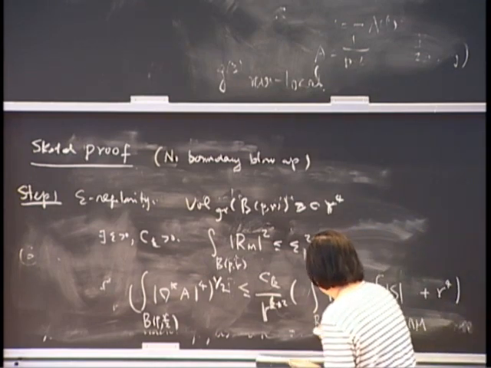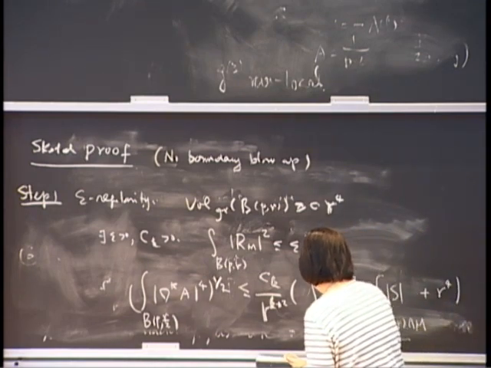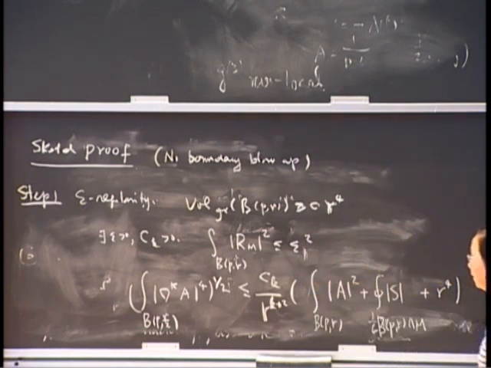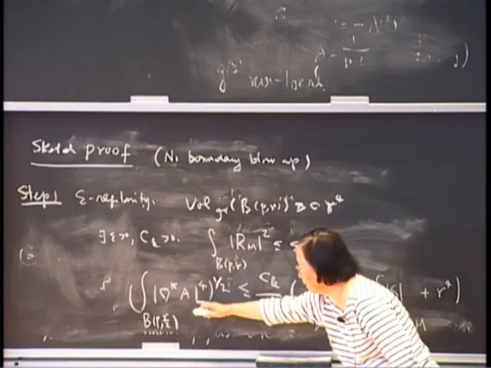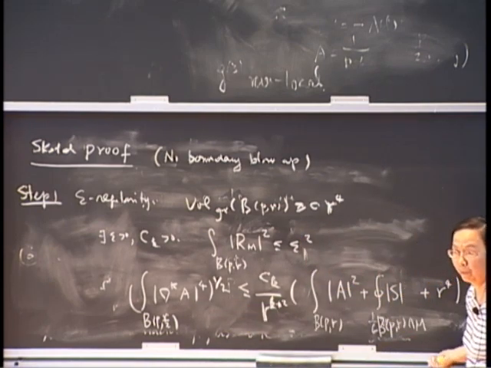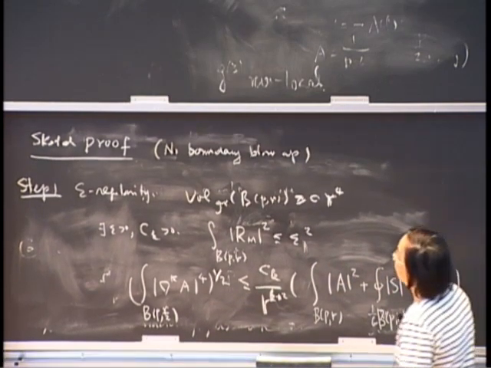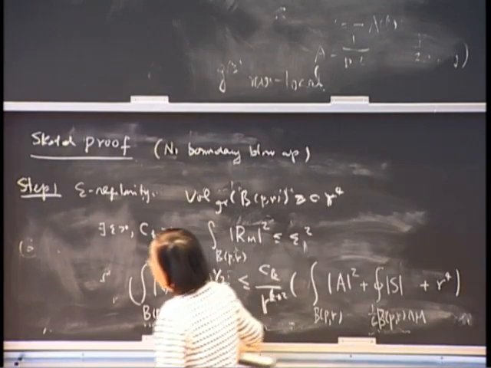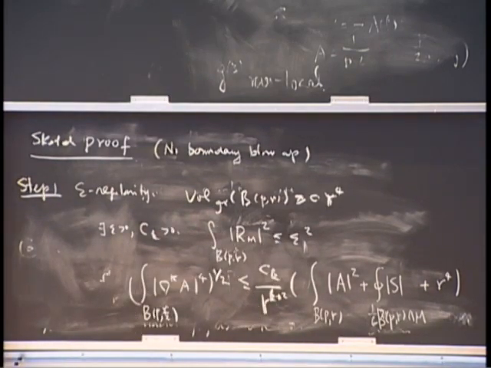That's the iteration. And from there, one can iterate to get a sup norm estimate in terms of this quantity. That's the epsilon regularity result. And then, after the epsilon regularity result, we follow the usual scheme of a proof by contradiction.